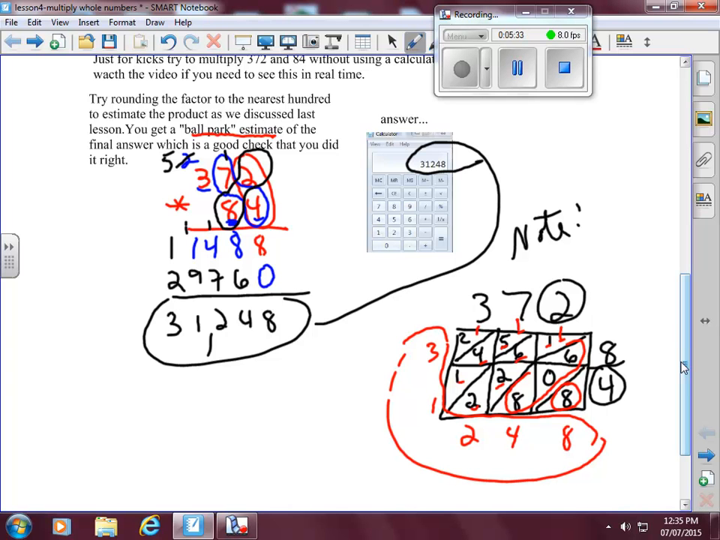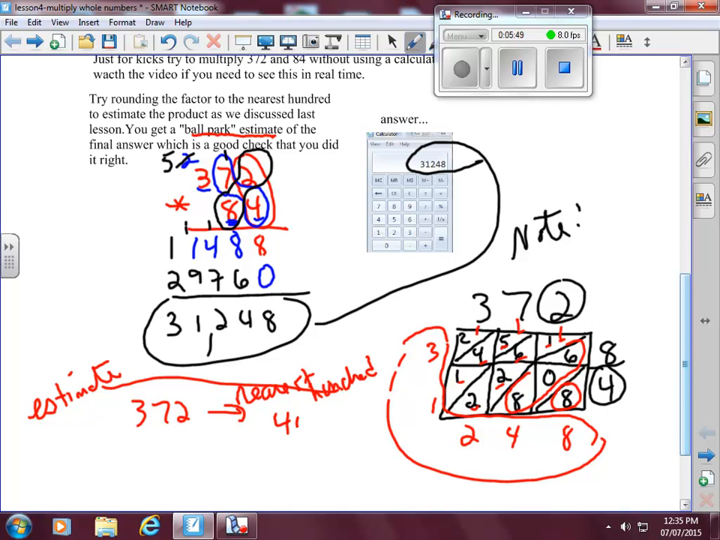Well, think about it like this. Estimation is a great way to know that your answer is in the right ballpark, right? So if we estimate 372, and I'm just going to write here, go ahead and round that to the nearest 100. Well, that's awfully close to 400, right? And take 84 and round that to the nearest 100. Well, that's awfully close to 100.